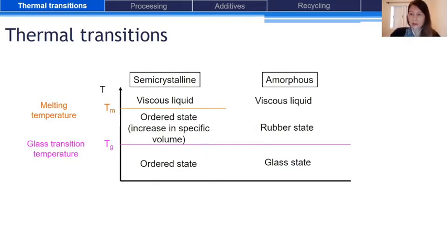Above the melting temperature, the crystals disappear, and so we have a viscous liquid. And if we increase the temperature, the viscosity of this liquid will also decrease.